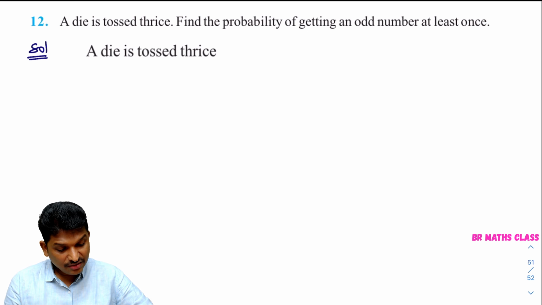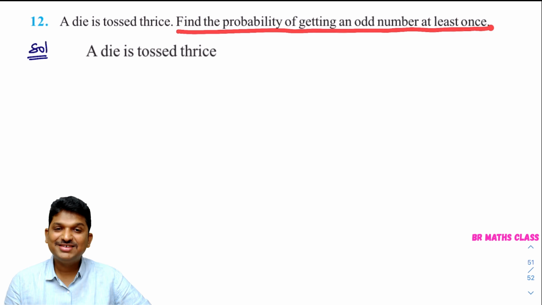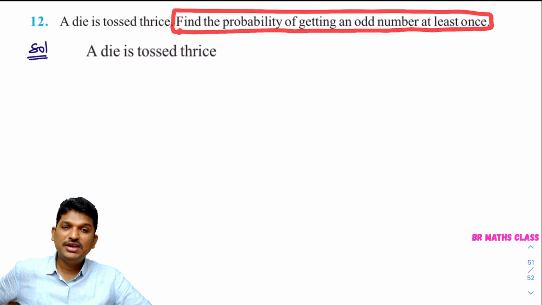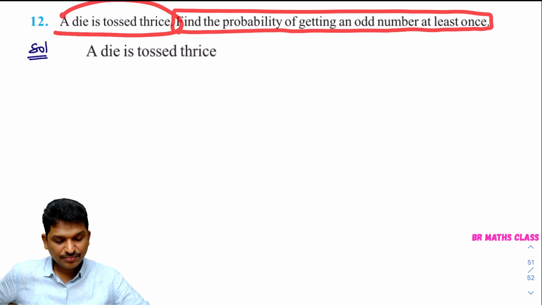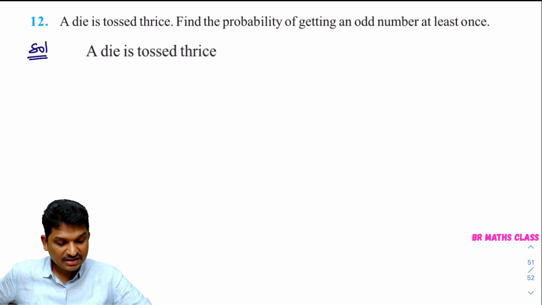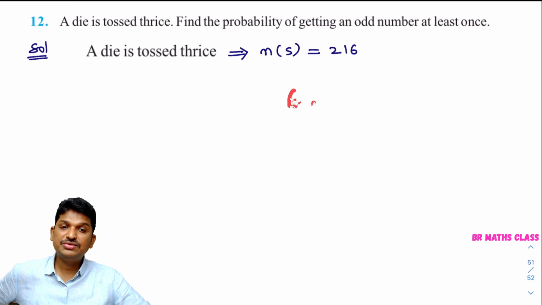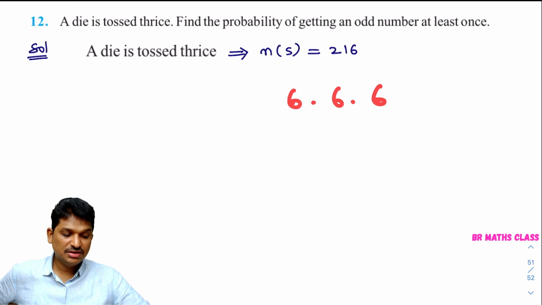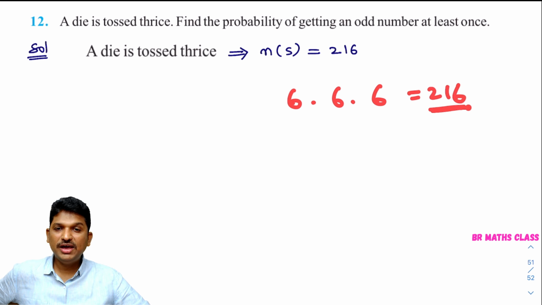Okay, what are they asking? Find the probability of getting an odd number at least once. It's an interesting question actually. Suppose a die is tossed thrice. What is the sample space? S indicates the sample space here. The number of elements in the sample space is 216. First die results 6, second die 6, third die 6, so 6 into 6 into 6. That is 6 cube, that is 216.